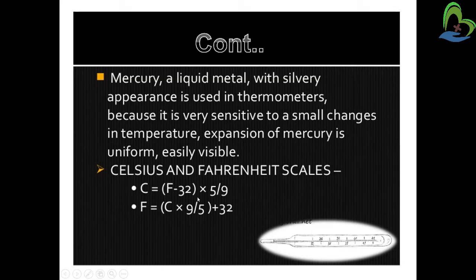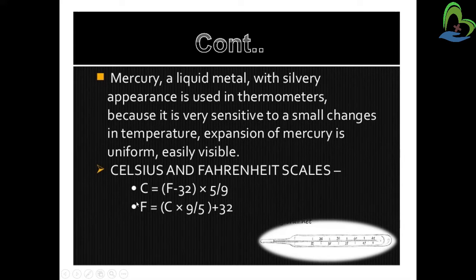If we have checked in Celsius, how would we convert that Celsius scale into Fahrenheit? These are the formulas. How would we calculate Celsius from Fahrenheit, and Fahrenheit from Celsius? To find Celsius if we have the Fahrenheit reading: Fahrenheit minus 32, into 5 upon 9. This is the formula that gives the Celsius value.